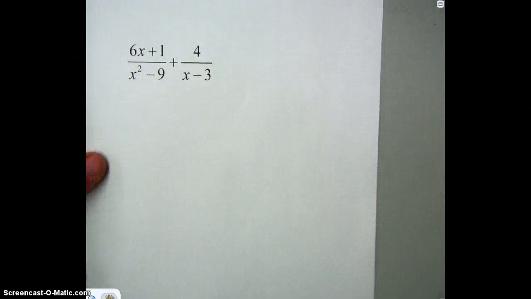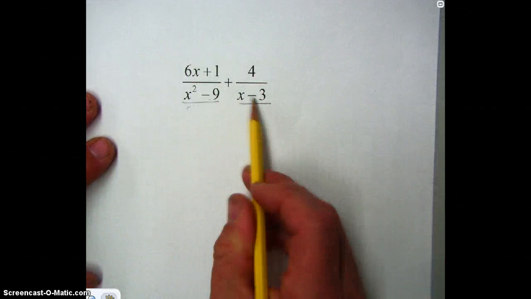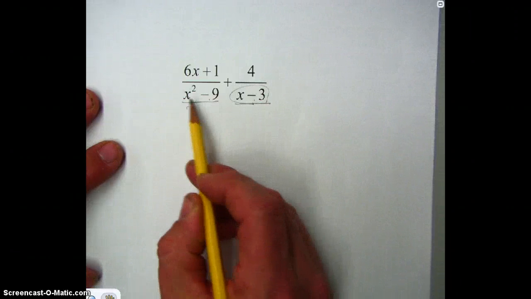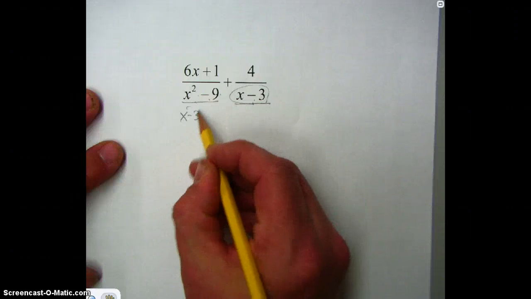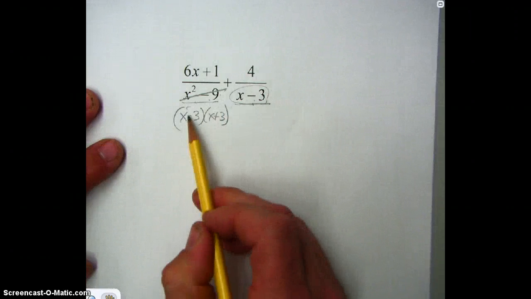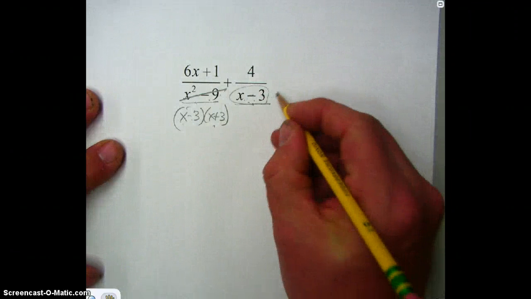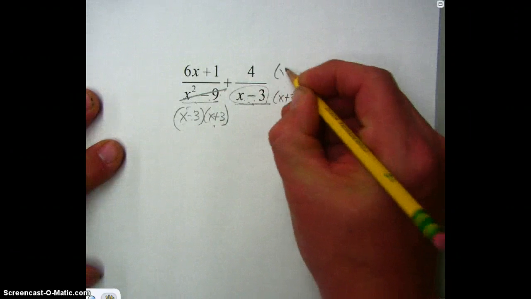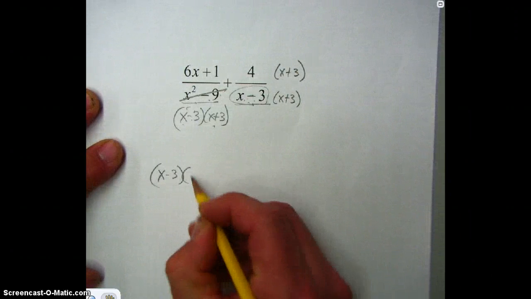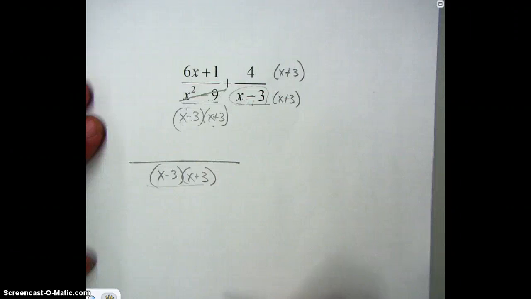Okay, last problem. Again, the denominators are not the same. They're more than one term, so they're polynomials. This one's already factored completely, which is nice, but this isn't. This is a difference of squares, which is x minus 3 times x plus 3. You notice both of these denominators have an x minus 3, but this one has an x plus 3, so I must give the other one an x plus 3. And remember, whatever you do to the bottom, you do to the top. So my common denominator is this. Look, it's already factored, so that's nice.